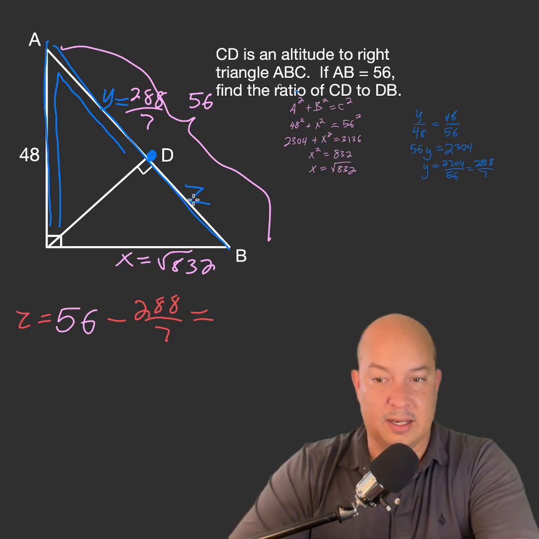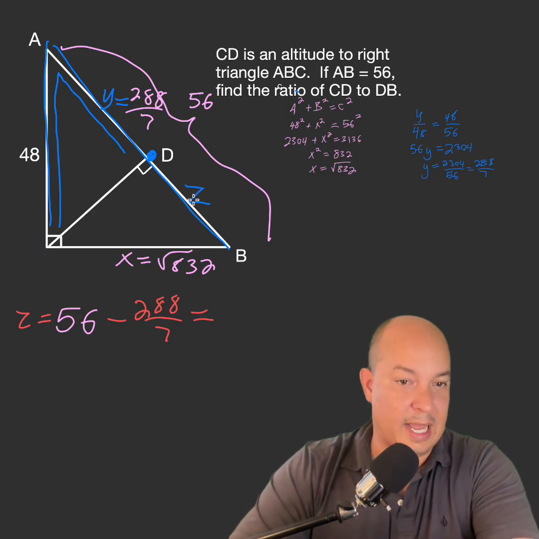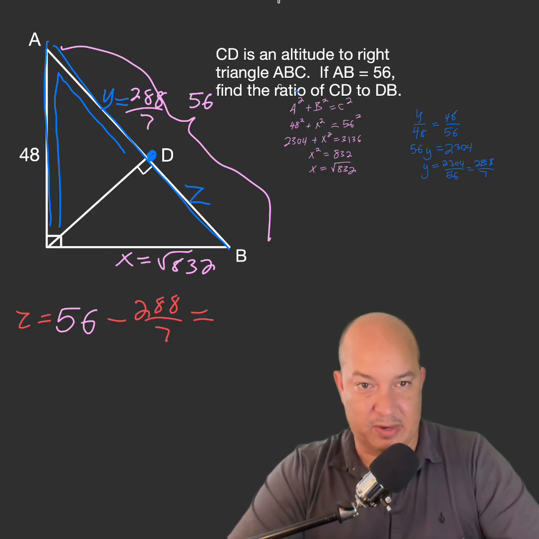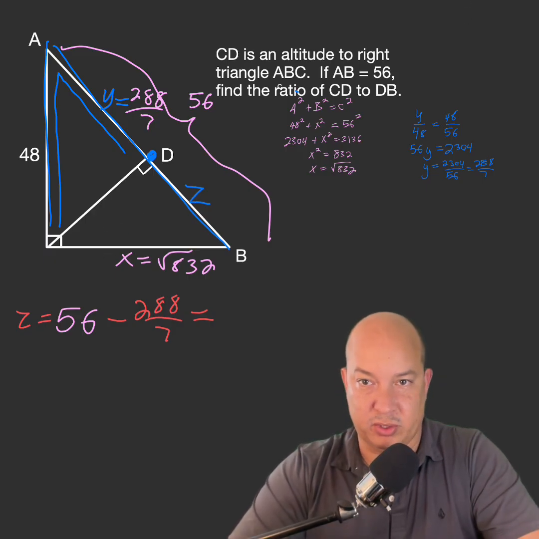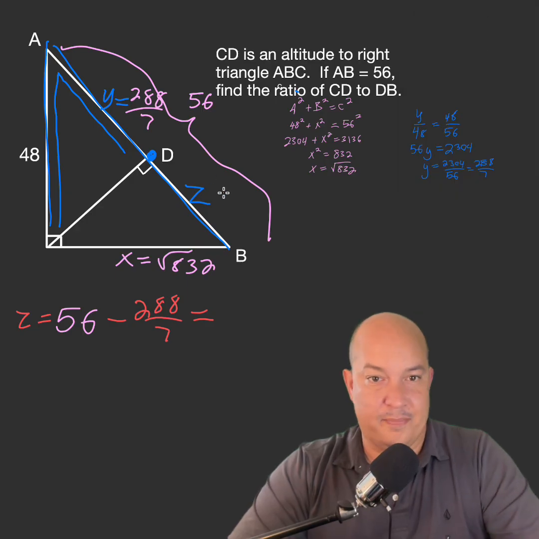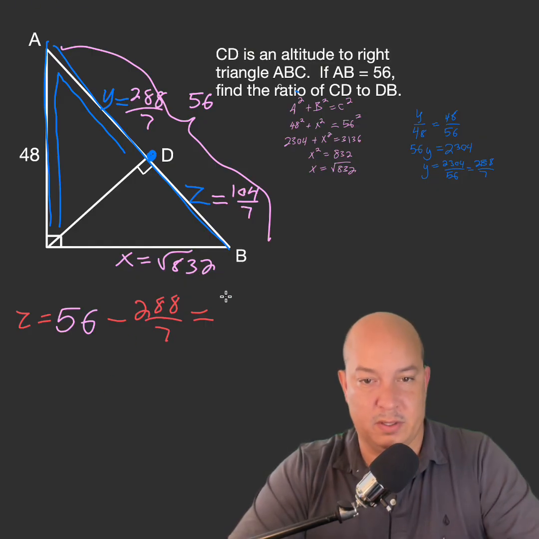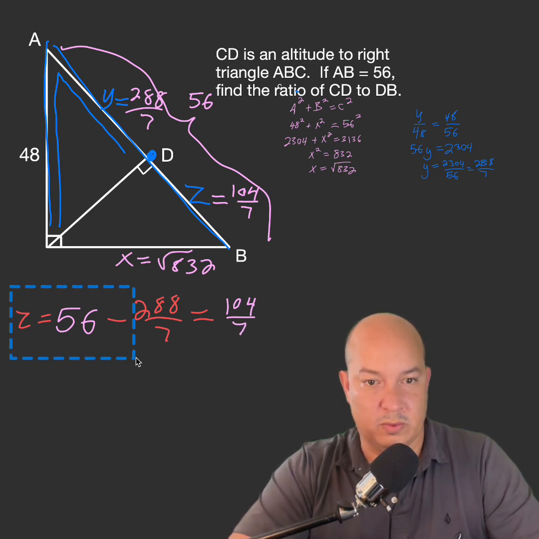So once again, the same important skill, which is to subtract or do any kind of math, get a decimal answer, and use your calculator to turn it back into a fraction. And my calculator just told me that z is equal to 104 over 7. Let's write it here as well. Let's shrink that down so we can do some more work.